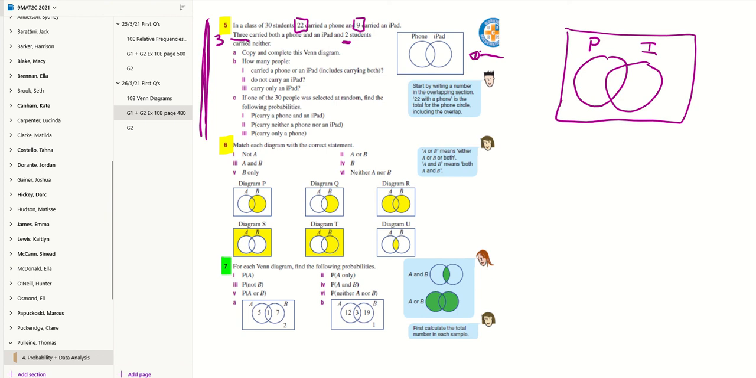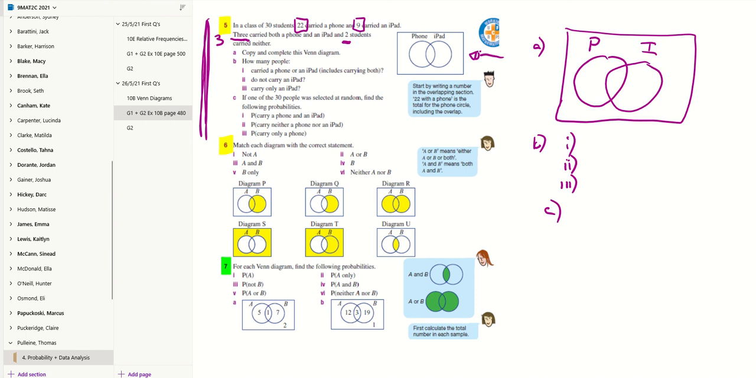Now what you do is you work out and locate those people that have got a phone but not an iPad, and those people that have an iPad but not a phone. Now you're going to be answering these questions about this. So B, the first one pulled out. This is just how many people, so this is just a number. Carried a phone or an iPad, includes carrying both. So it's a phone or an iPad or both. Question 2, do not carry an iPad. The third one, B3, carry only an iPad.